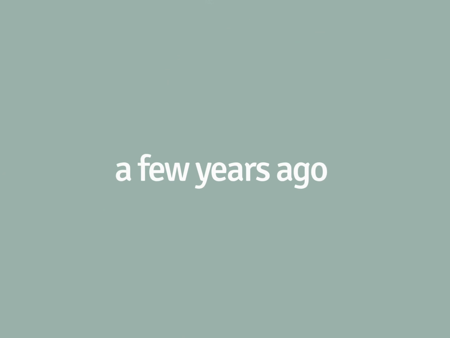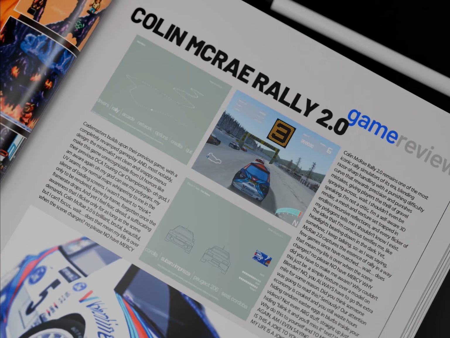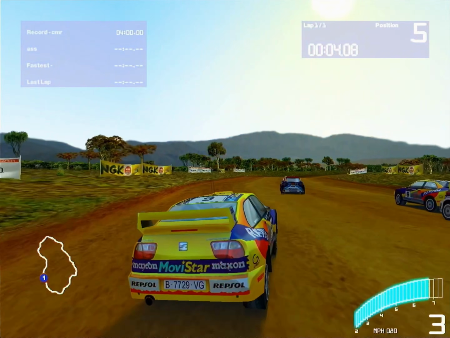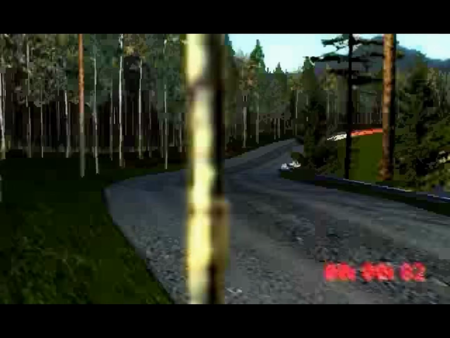Up until a few years ago, game UIs used to look cool. This is Colin McRae Rally 2.0. It's one of the first games I've ever played, and alongside being a pretty good arcade rally racer, it's what got me into Acid House.